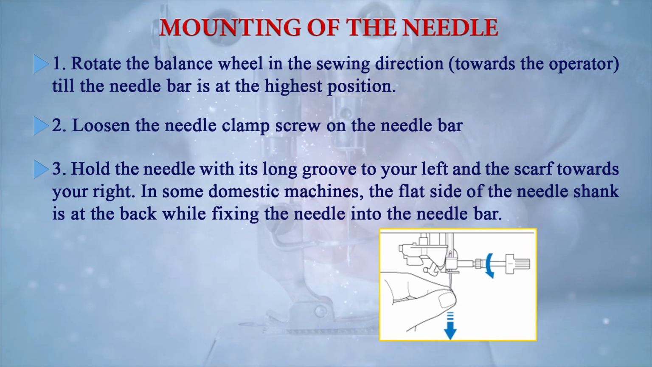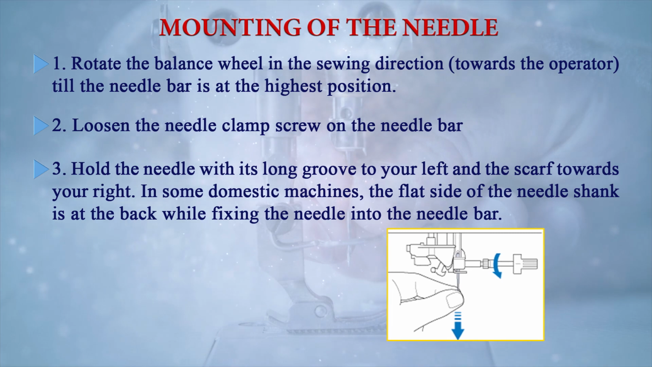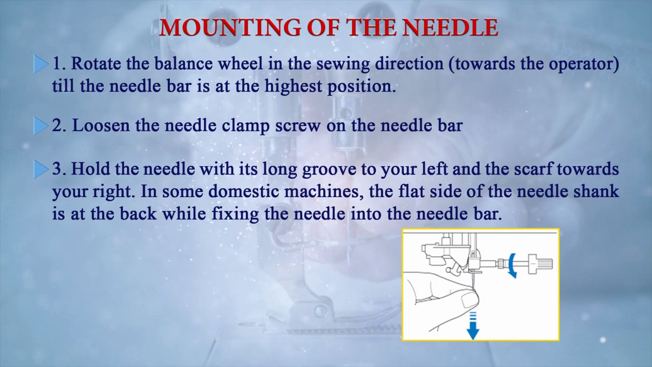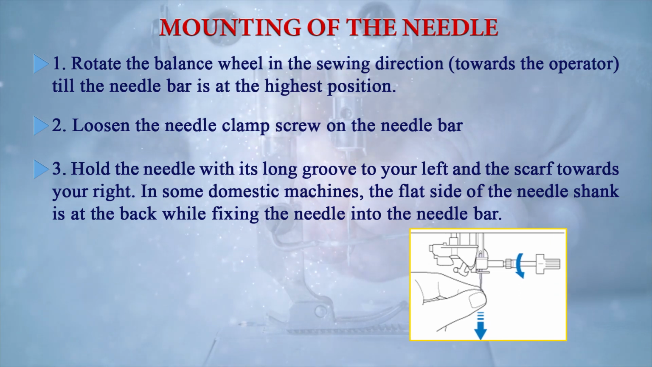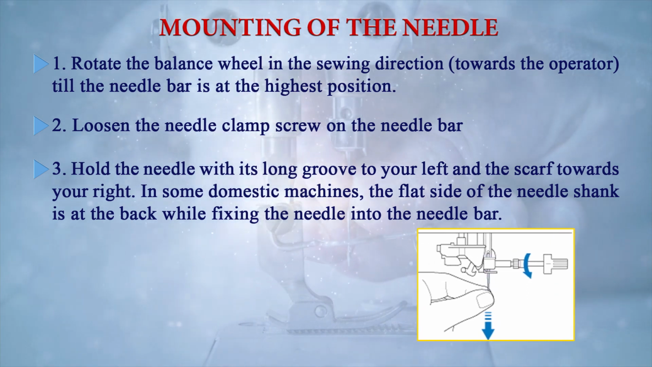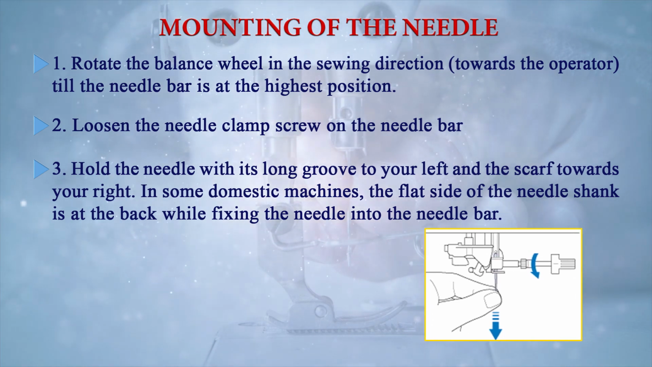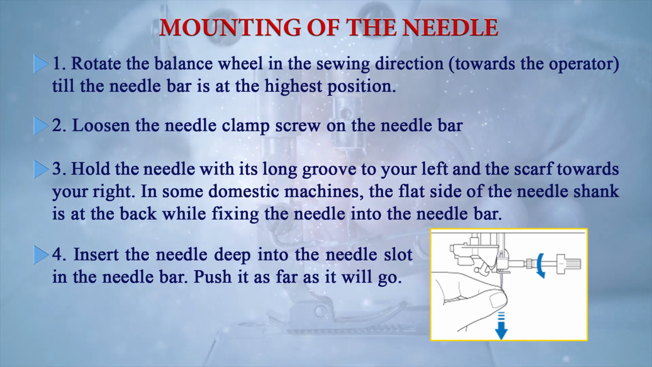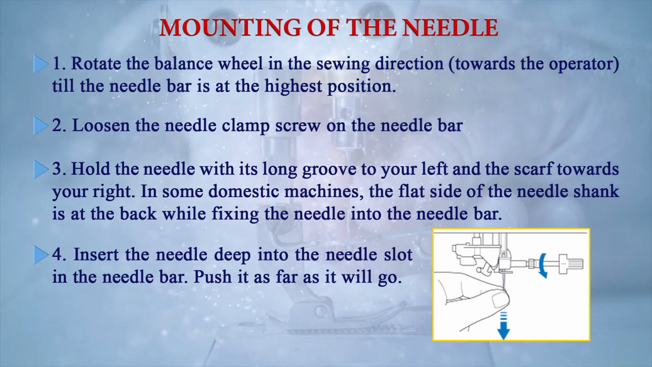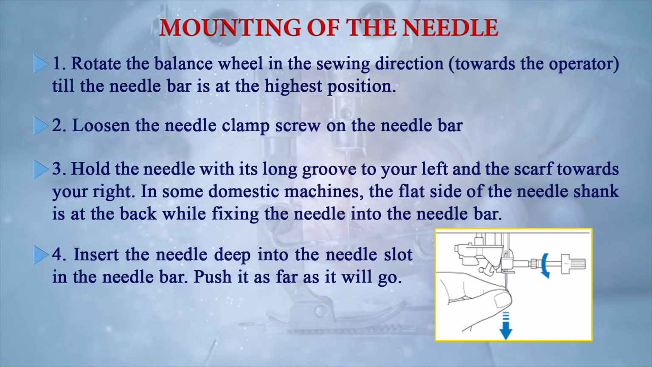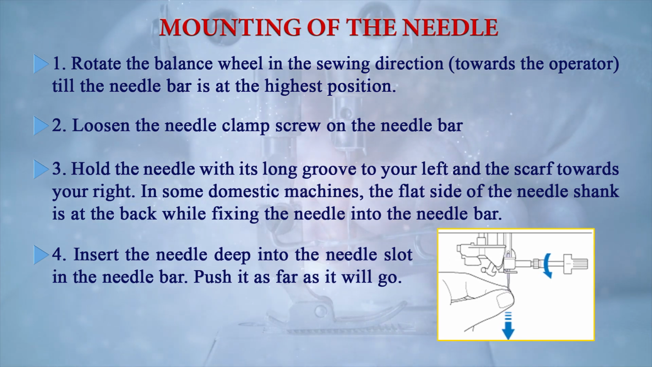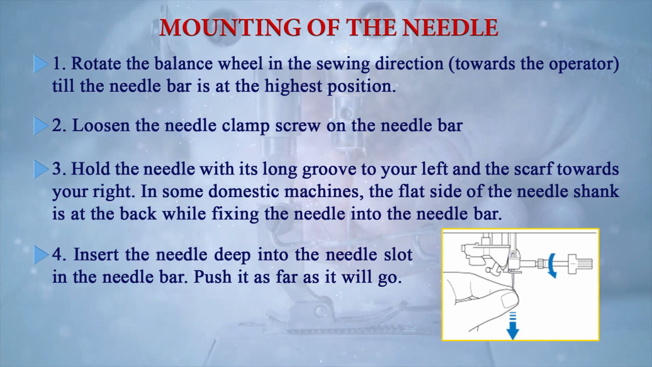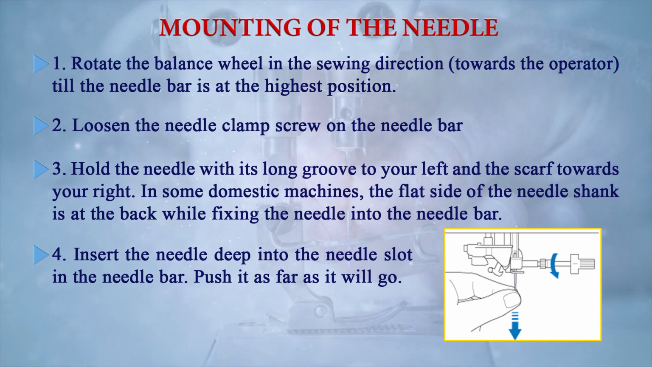When you put the needle in the needle bar, it is flat from one side, so we have to put it according to that direction of the needle and the needle bar. So this is how we hold the needle and then insert it deep into the needle slot. You can see in the picture, we just hold the needle from the lower middle point, and we insert the needle deep into the needle slot in the needle bar and push it as far as it goes.